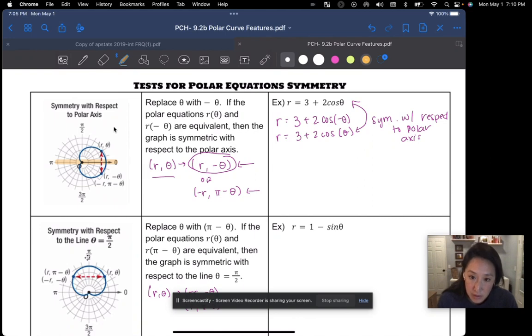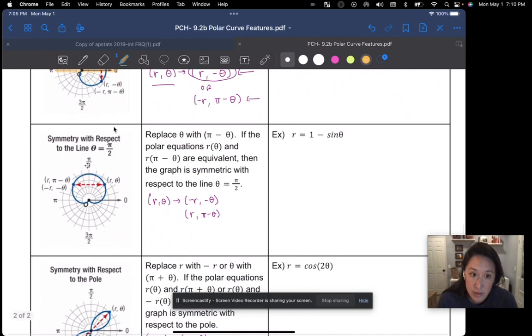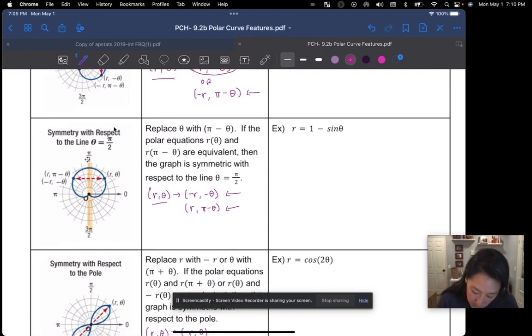All right, the next one we're going to do is looking to see if our graph is symmetrical with respect to pi over 2, which is the vertical axis right here. And this is one example of a graph that is symmetrical about the line pi over 2. So what we're going to do is replace r and theta with negative r and negative theta. And if that doesn't work, then we're going to replace it with r and pi minus theta. So I get r is equal to 1. Oops, sorry. We're replacing r with negative r. So negative r is equal to 1 minus the sine of, instead of theta, we put in negative theta.